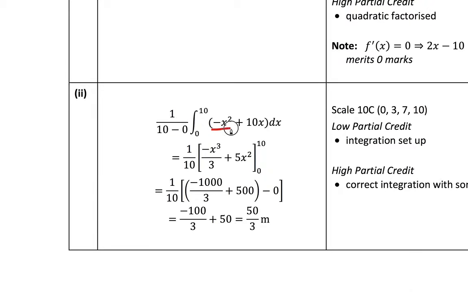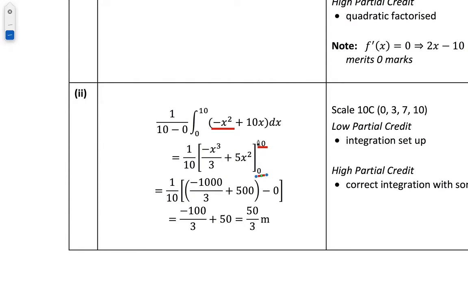So integrating this term, we add 1 to the power, and we divide by the new power. So 2 plus 1 is 3, divided by 3. Integrating this, we add to the power, so the hidden power here is 1, so adding to that is 2, and divide by 2. 10 divided by 2 is 5. Now these numbers outside the brackets here mean that we still have to plug them in.